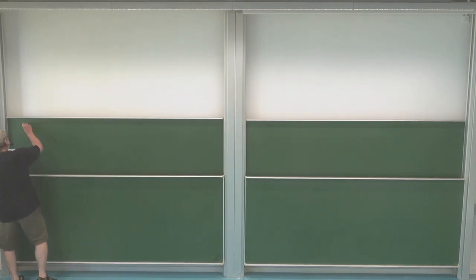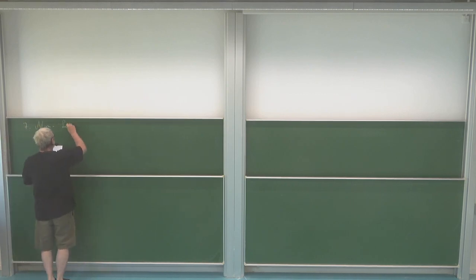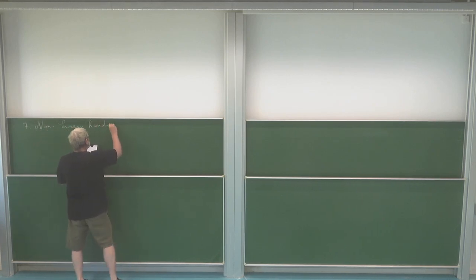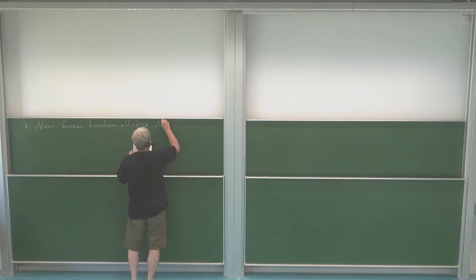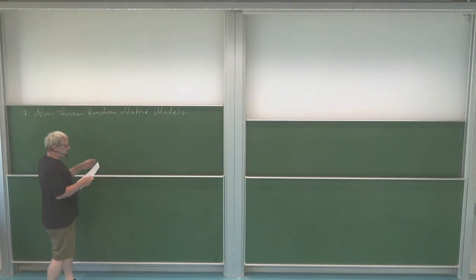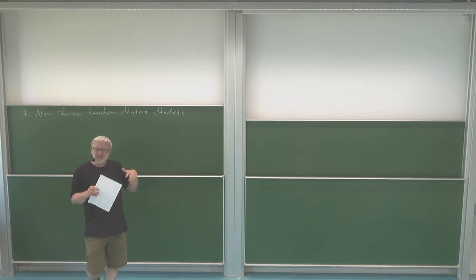Okay, so this will be about this essentially non-linear random matrix model. Non-linear random matrix models. And in particular, I want to give you tools for how we can handle this. In particular, I will give a new proof of Marchenko-Pastur, and then we will extend this to more general situations.